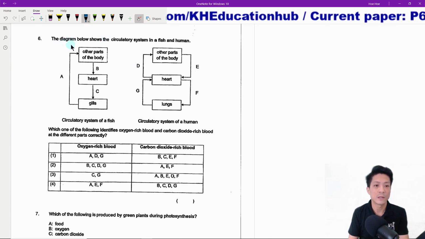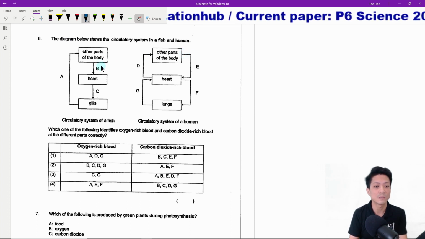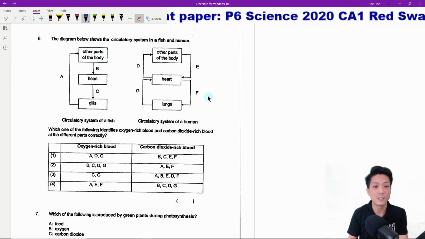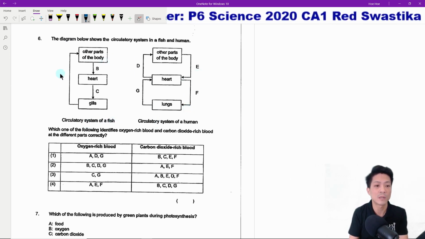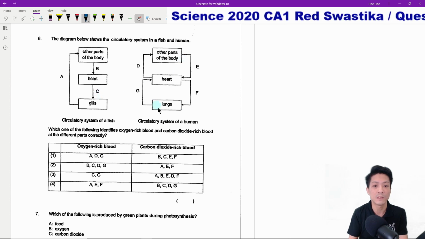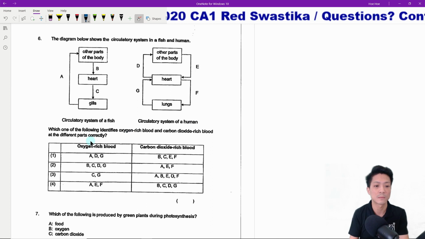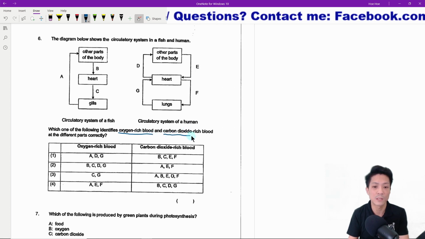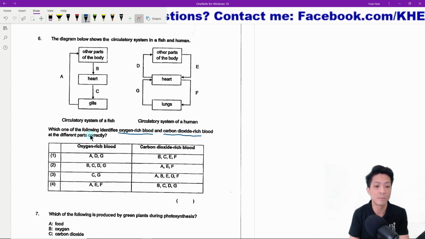Question 6. The diagram below shows the circulatory system in a fish and human. Okay, so for A, this is the circulatory system of a fish. This is path A, B, and C. Okay, and over here, the one on the right side is the circulatory system of a human. Which of the following identifies oxygen-rich blood and carbon dioxide-rich blood at the different parts correctly?